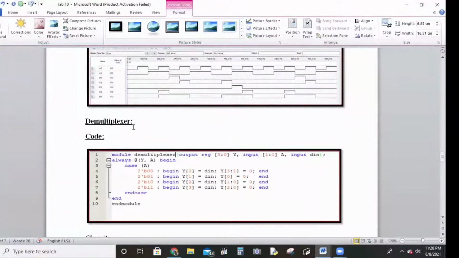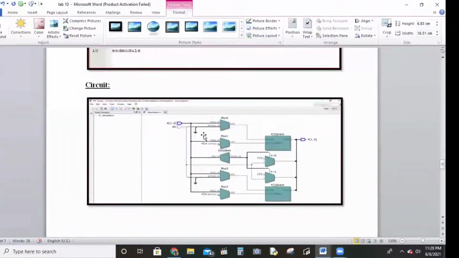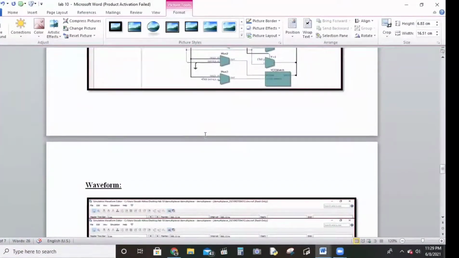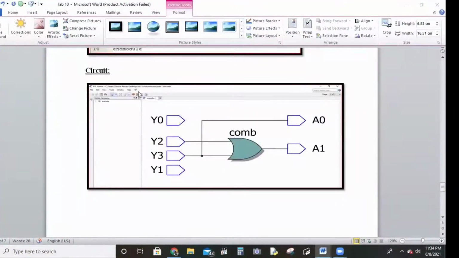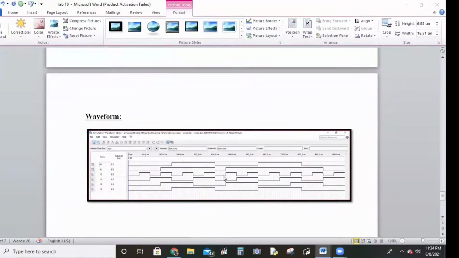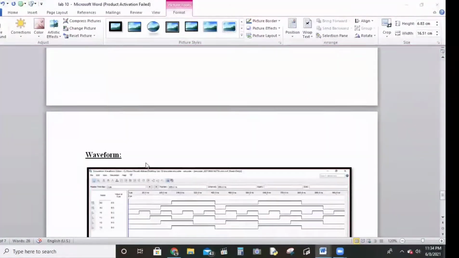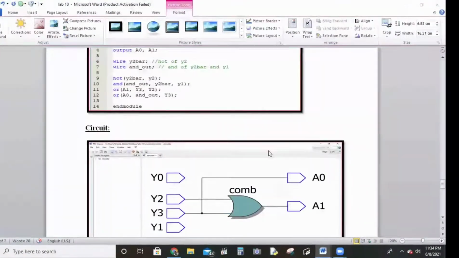Proteus, and this is a demultiplexer's code. This is the code of demultiplexer, and this is the circuit which we have obtained, and this is the waveform of it. Same. This is encoder's code, and this is the circuit which we have obtained from the Proteus circuit, and this is the waveform of our encoder.